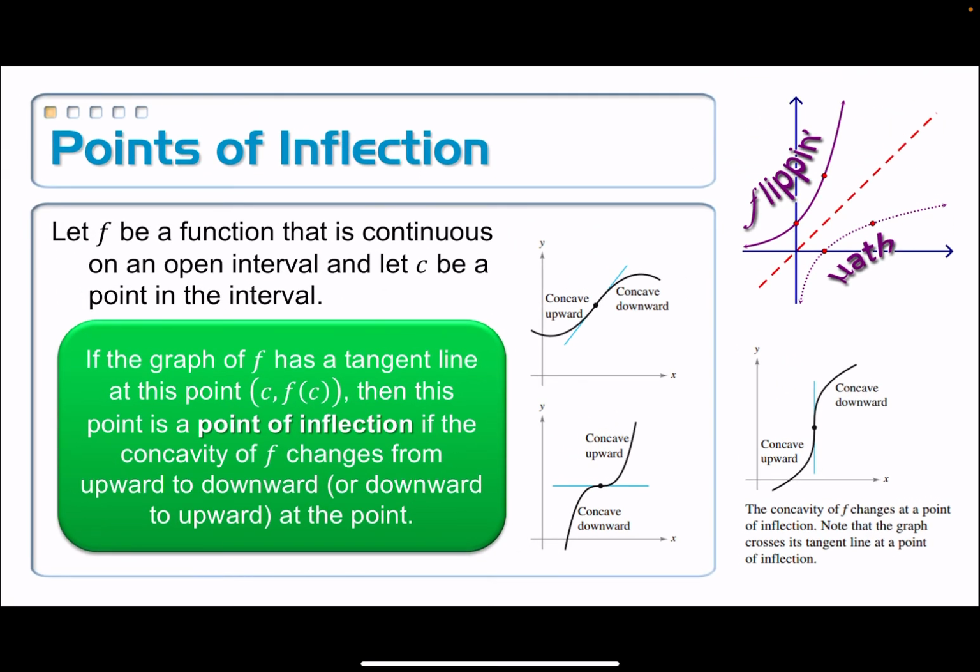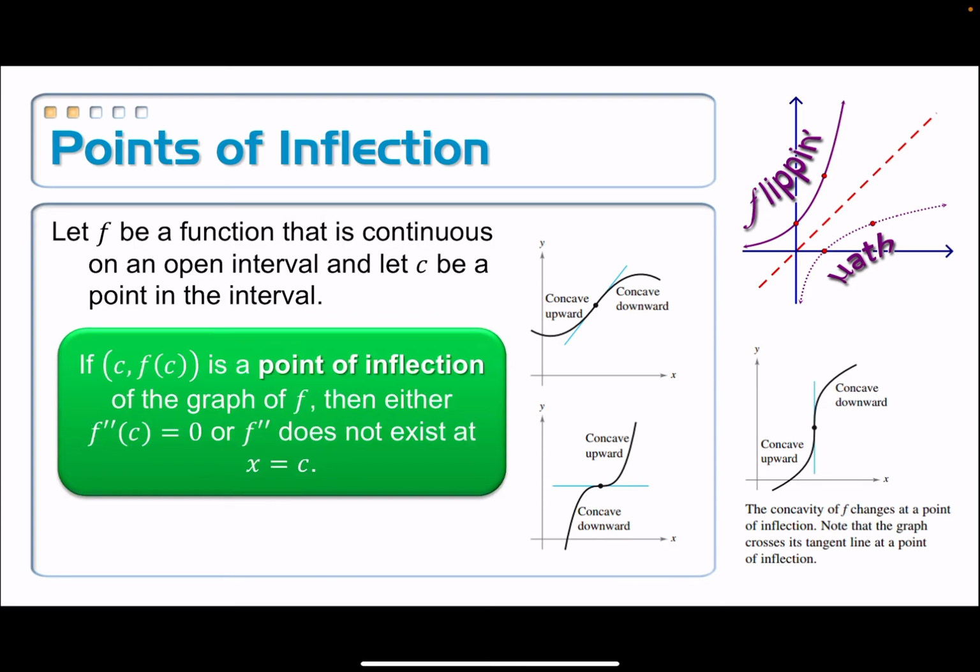Okay, so it's sort of like a critical number, but it's on the second derivative. You can kind of think of it as a supercritical number. That's not anything formal. It's just something that I call it so that we have something to refer to it as. Okay, so if (c, f(c)) is a point of inflection of the graph of f, then either the second derivative is equal to 0 or the second derivative does not exist at x equal to c. And so that's how we're going to be able to tell whether or not a function has a point of inflection.